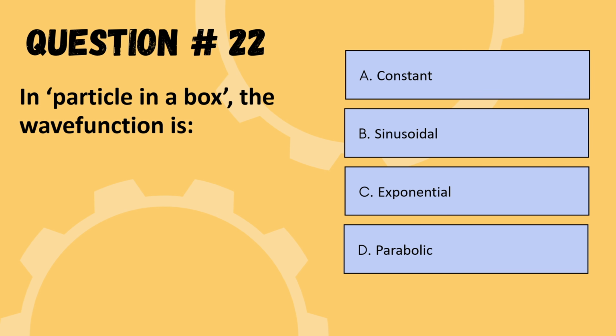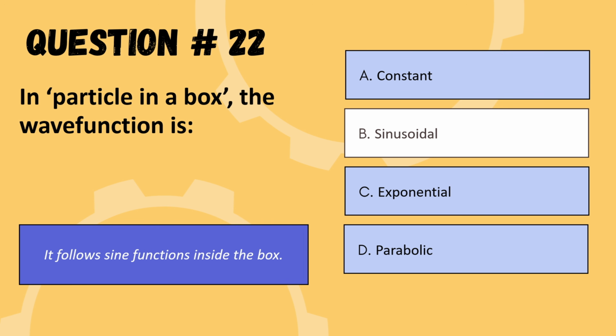Next question is particle in a box. The wave function is, options are constant, sinusoidal, exponential, or parabolic. So the correct option is option B, sinusoidal. So we are moving to the next question.